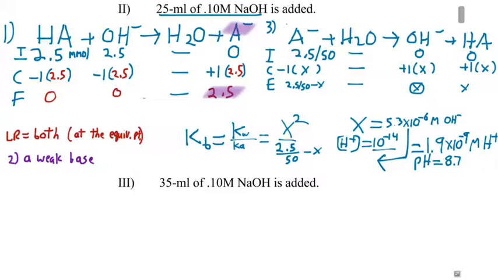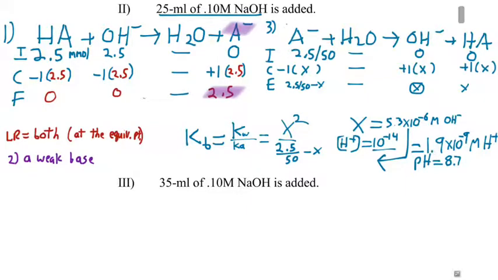Well, I'm at the equivalence point, but I still have a weak base. I've made some weak base at the equivalence point, so the pH should not be 7, unless you're doing a strong acid, strong base. Since I'm making a weak base, it should be basic, and yes, 8.7 is basic.